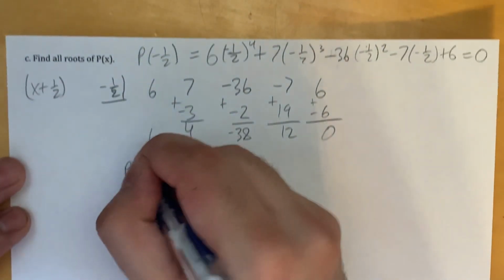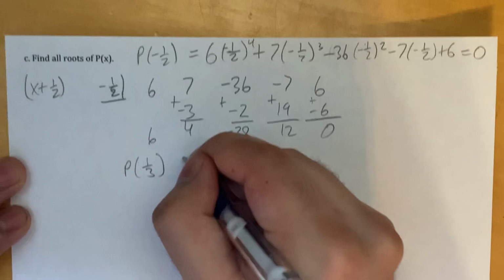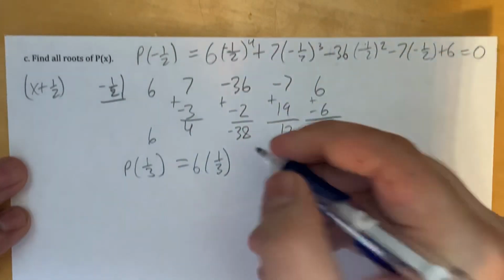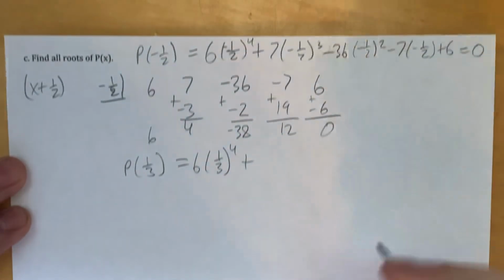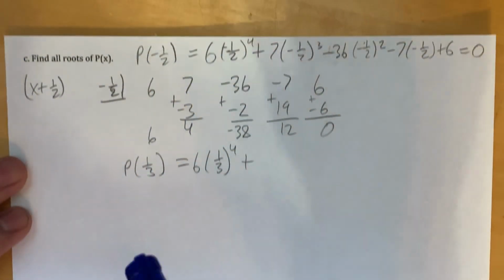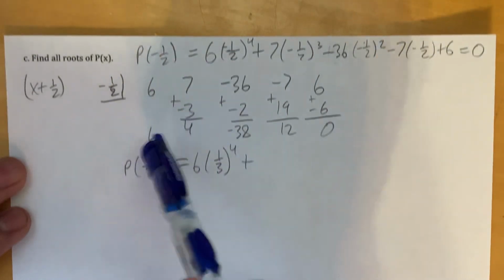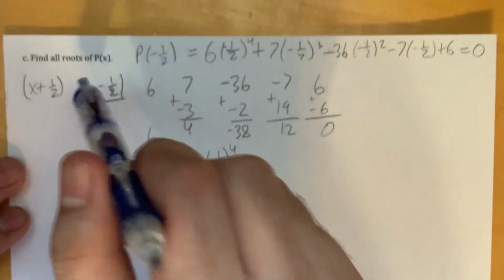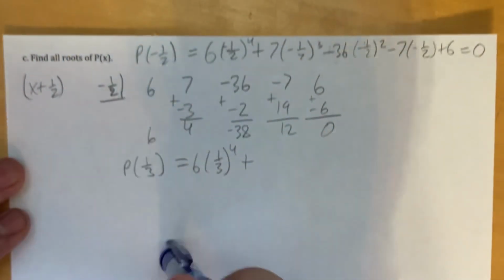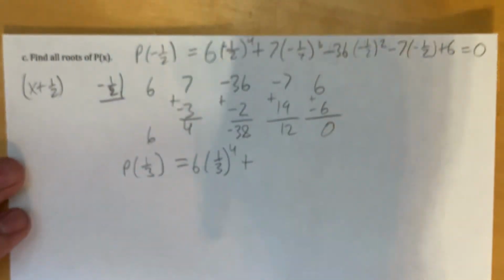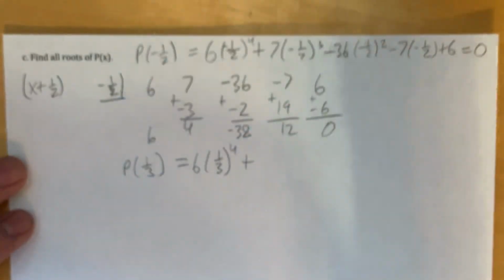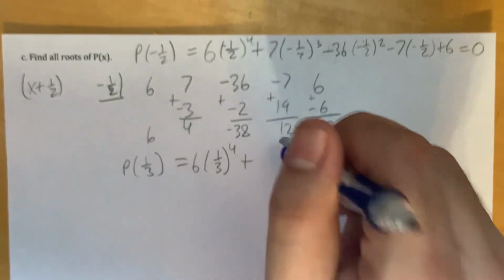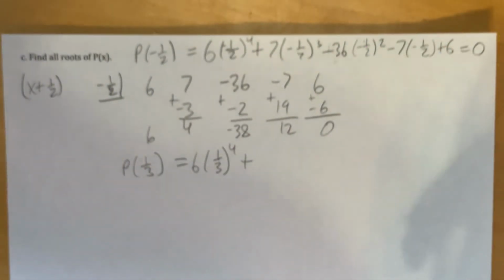So I'm going to test p of 1/3. I'm feeling lucky again. I'm feeling 1/3 is going to give me a 0. And you see how I'm plugging it into the original, because the new function is going to have different things I need to test. But if x plus 1/2 is one factor of the original and x minus 1/3 is also a factor of the original, I know that x minus 1/3 is also going to be a factor of the broken down version of the polynomial function.